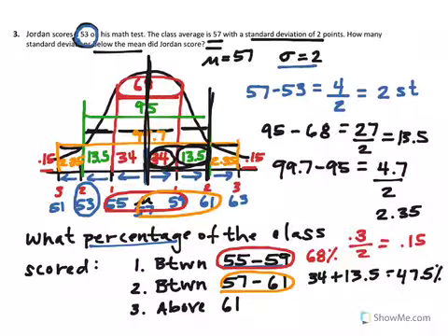47.5%. And then finally, above 61, starting to get a little messy here, but above 61, here's 61, it's above 2 standard deviations, is represented by this portion right here, the 2.35% and the 0.15. So if we add those together, we have only 2.5% of the class scored above 61.